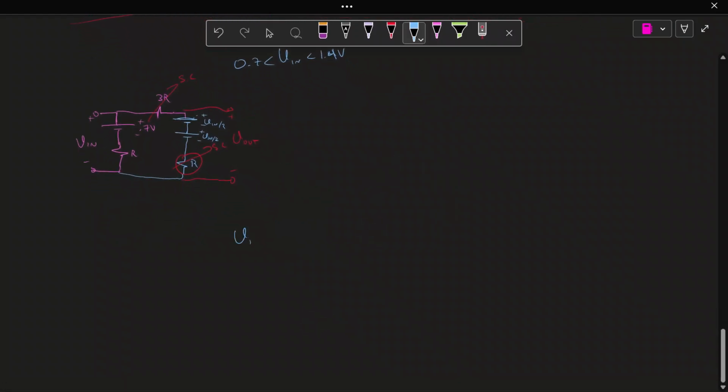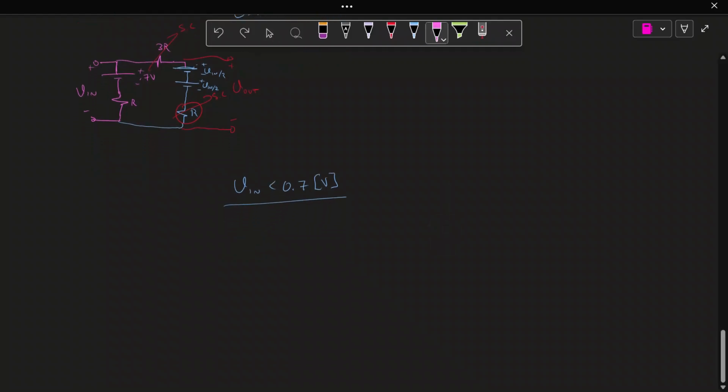But what about when V in is less than 0.7? Because now we take it to be that V in value. This D1 won't even be conducting at all. And if you've seen what's happened with this and understand it, you'll know exactly what D1 will be. D1 will be Vin, because this entire branch will be open circuited, so there's no current going through R, meaning it's shorted. Then the voltage across that diode must be Vin.